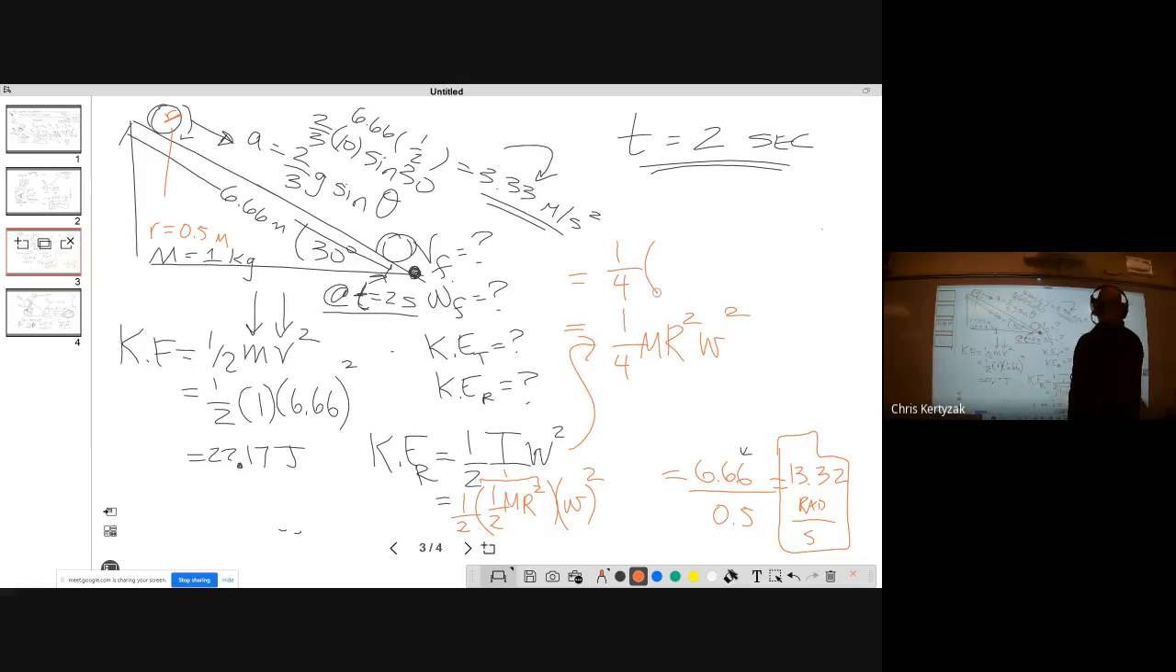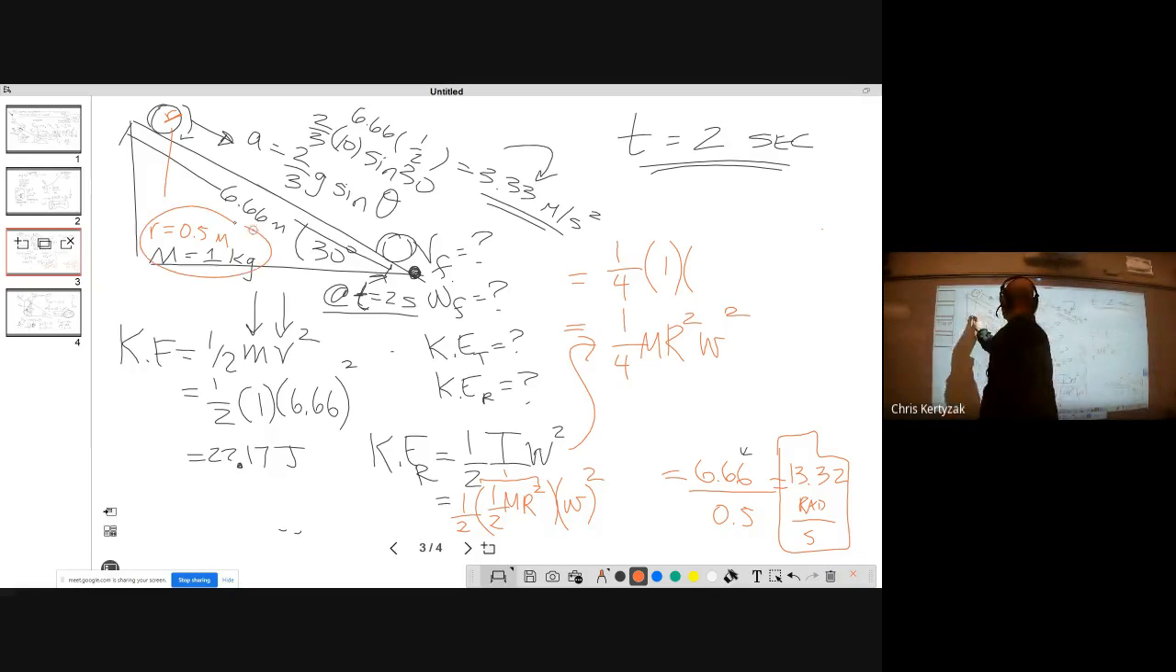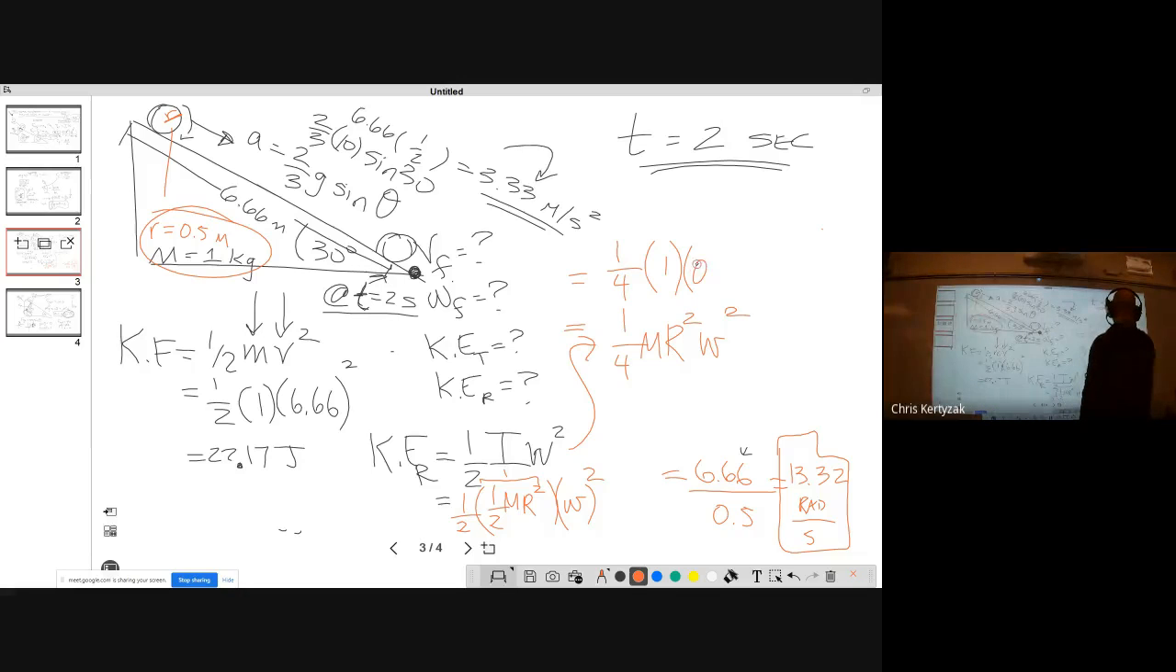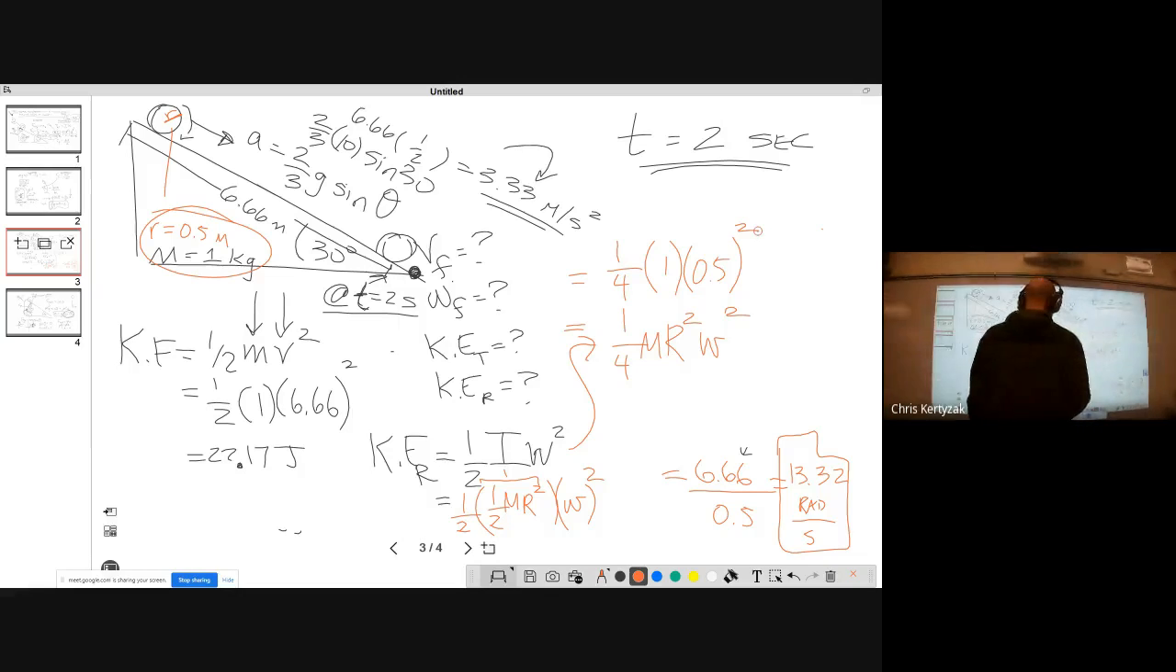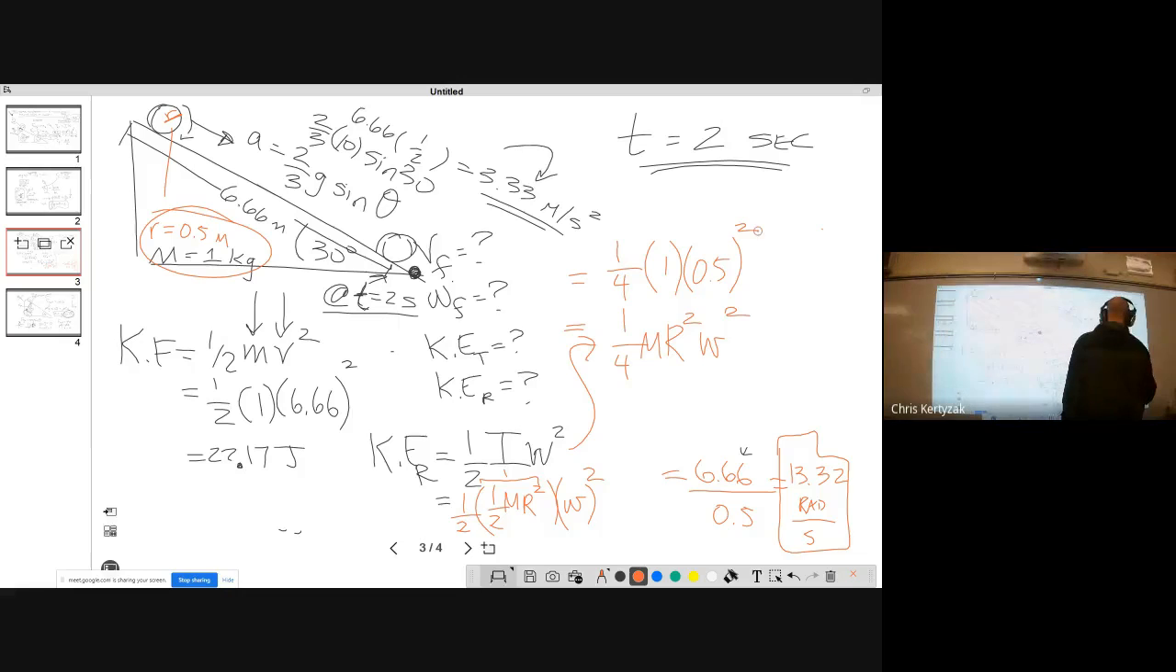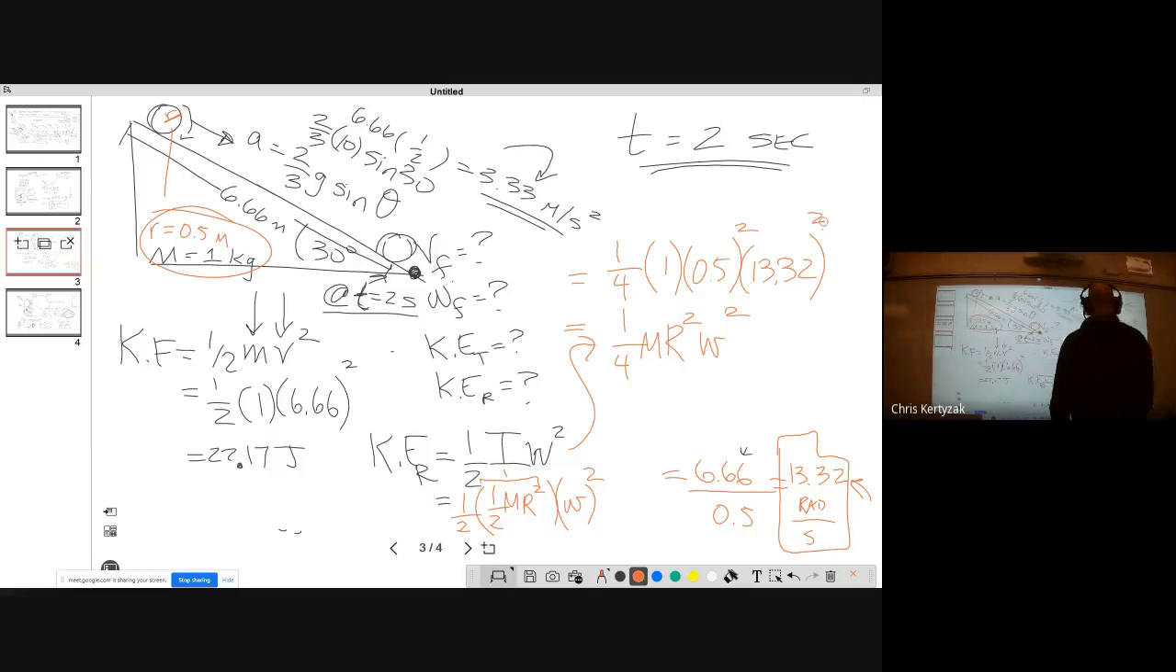So the mass I had made 1 kg, and the radius was 0.5 squared, and then omega. What was omega? Oh yeah, it's down here in the bottom right, 13.32. This is just how you do it. This is how you would calculate the rotational kinetic energy of something. It's 1/2 I omega squared.